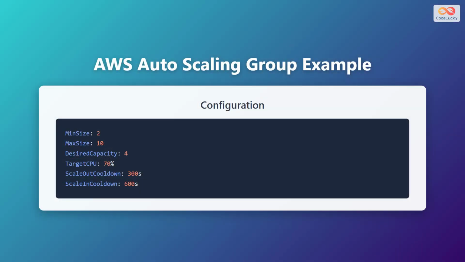Let's look at a practical configuration example. Min size is set to 2, meaning you'll always have at least 2 instances running for high availability. Max size is 10, which is the maximum number of instances allowed during peak demand. Desired capacity is 4, your starting point under normal conditions. Target CPU is 70%, the threshold that triggers scaling actions. Scale out cooldown is 300 seconds, a 5-minute waiting period before adding more instances. Scale in cooldown is 600 seconds, a 10-minute wait before removing instances to prevent premature scale down.